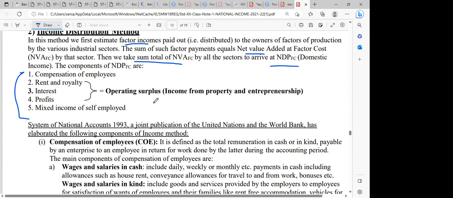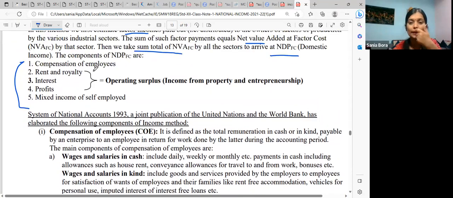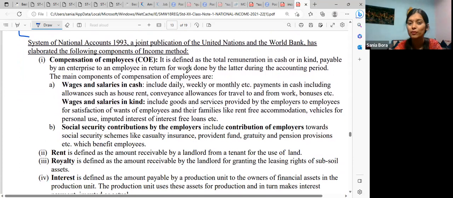Yes, ma'am. Okay. Now in this compensation of employees, when you get the question, you won't be getting a direct question that this is compensation of employees, just add all this and get the answer. You have to find what the compensation of employees is. So compensation of employees is defined as the total remuneration, in cash or in kind, payable by the enterprises to the employees in return for the work done during the accounting year.